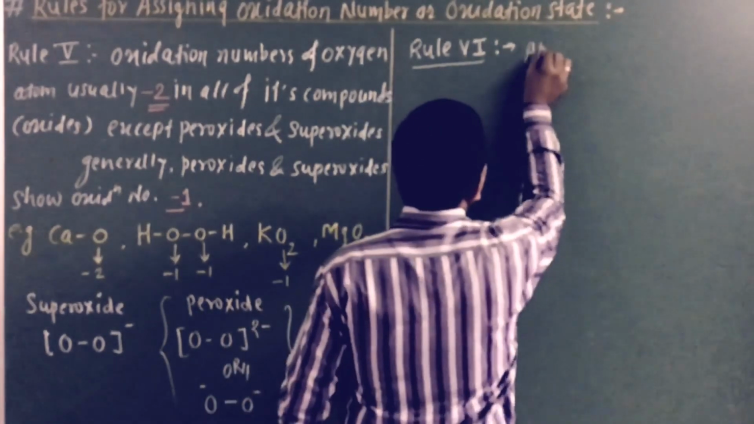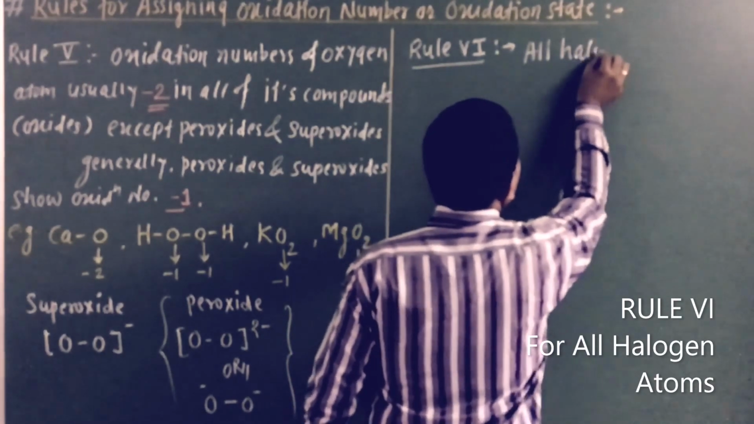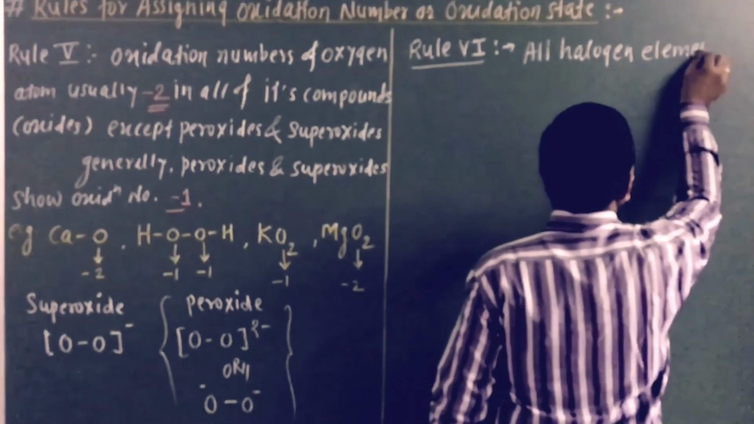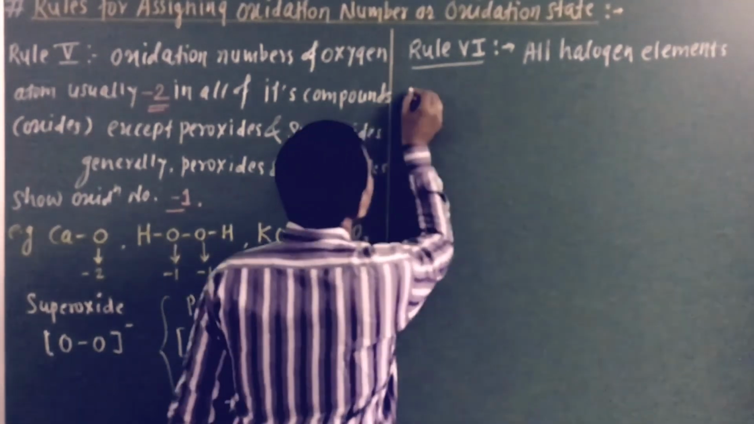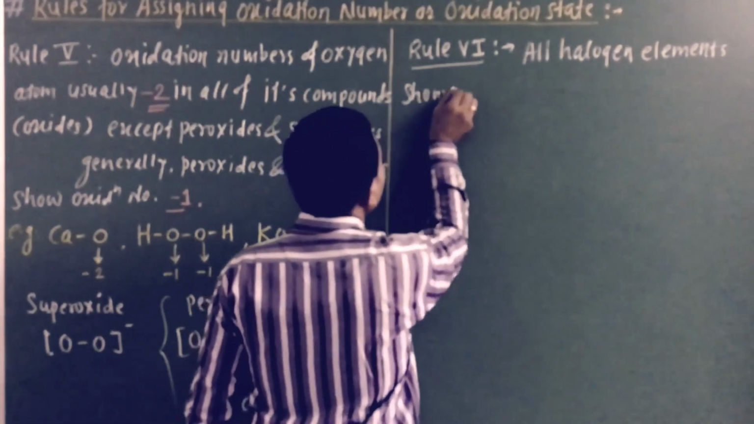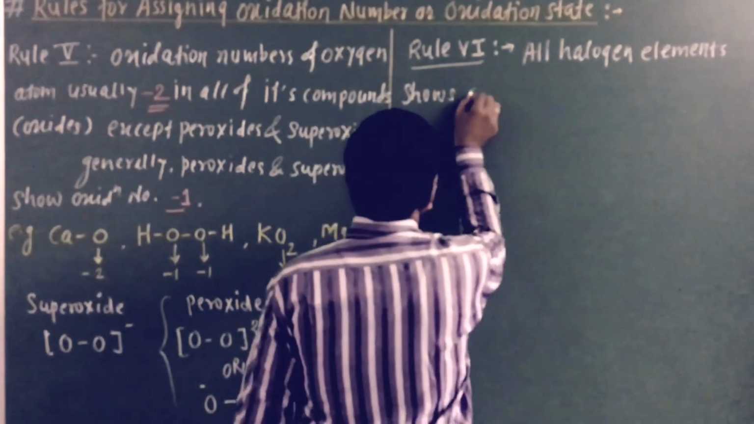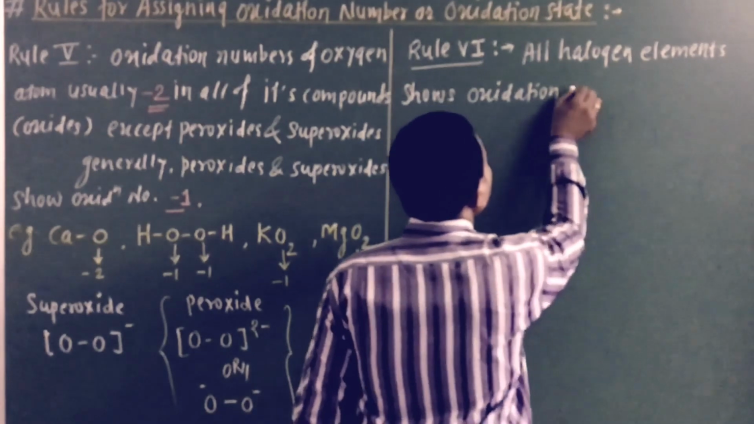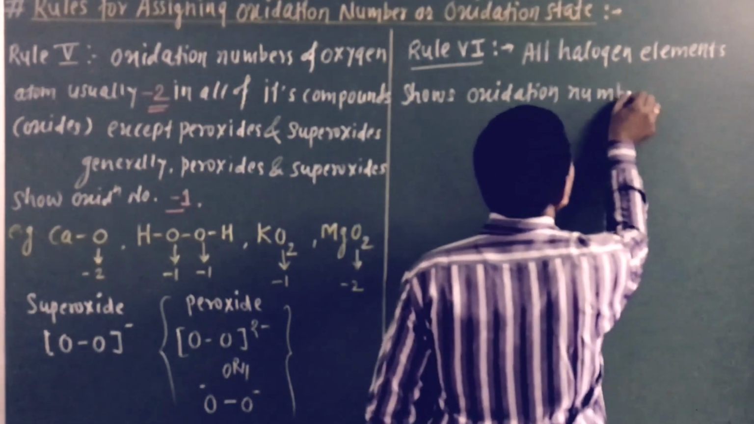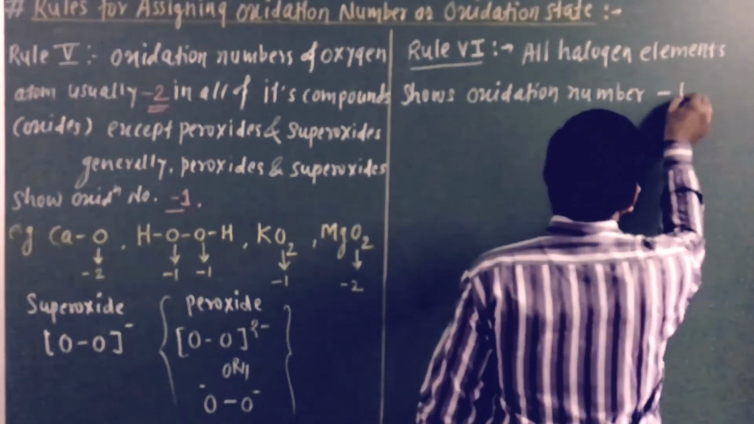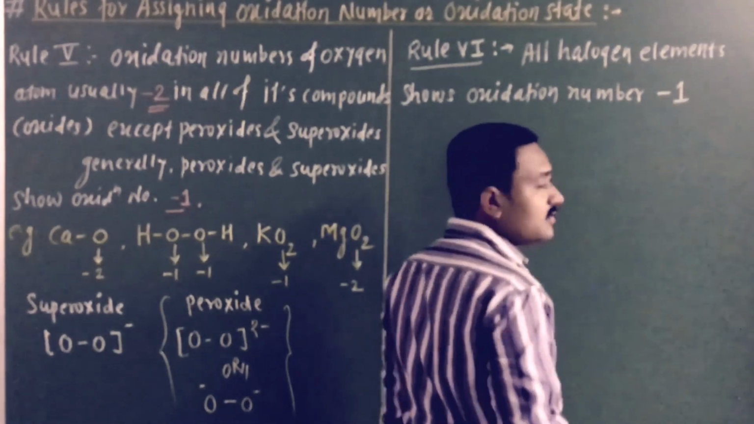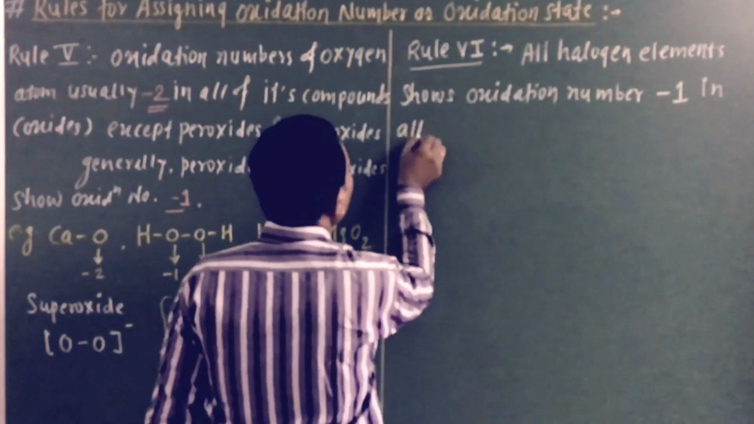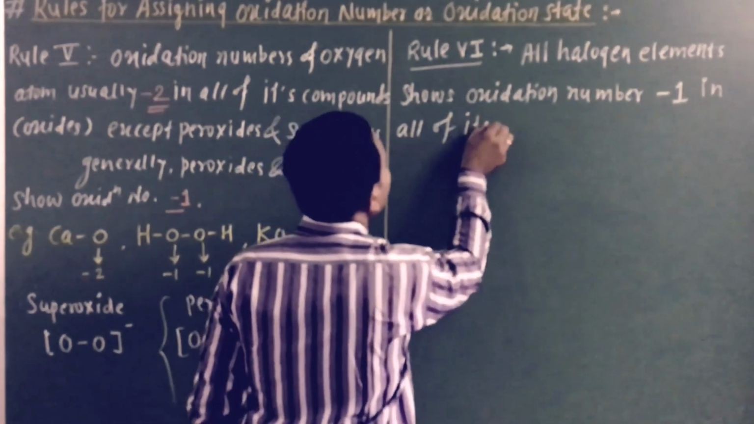Okay, so this is about your rule number 6. Here halogens, all halogen elements show oxidation number -1 in all of their compounds.